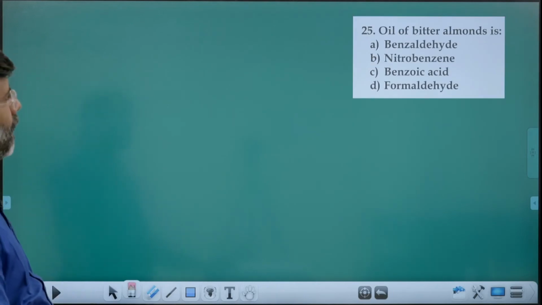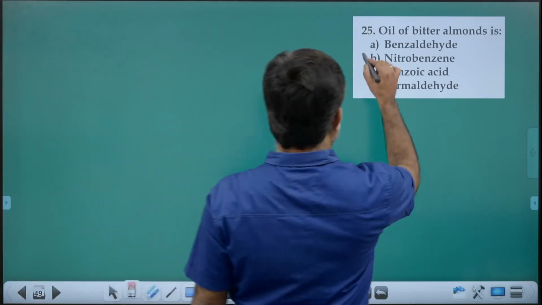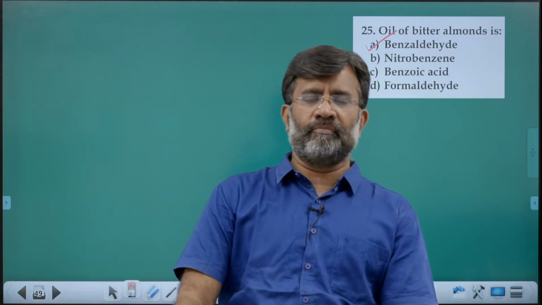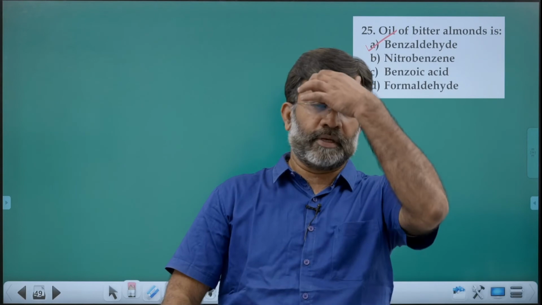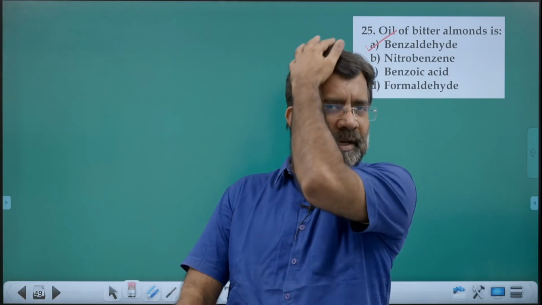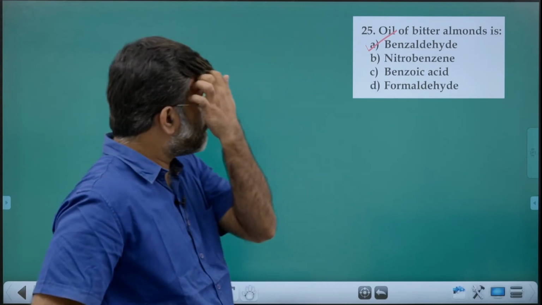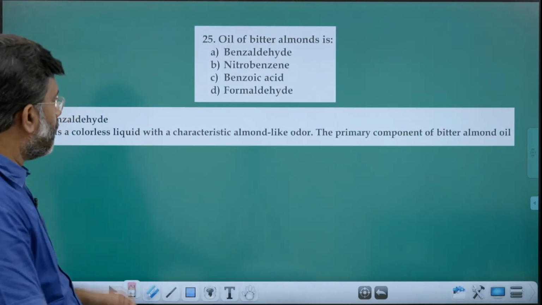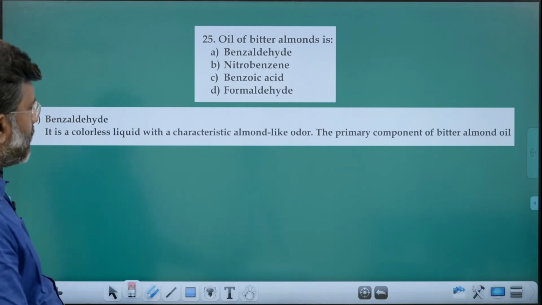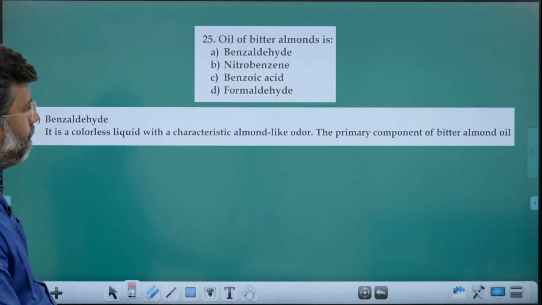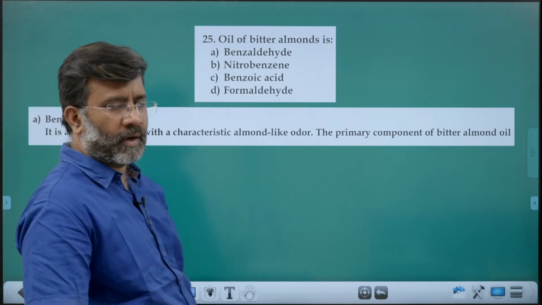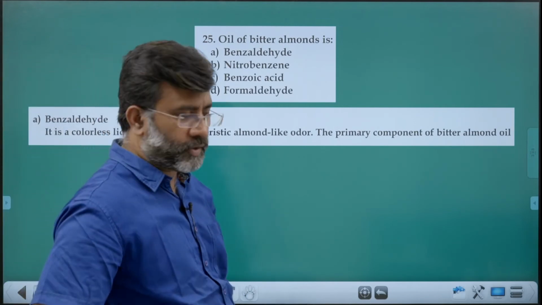Oil of bitter almonds is benzaldehyde. Benzaldehyde is called oil of bitter almonds. Nitrobenzene is called oil of mirbane, which sometimes you might have heard about. Benzaldehyde is a colorless liquid with a characteristic almond-like odor. It is the primary component of bitter almond oil. That's why it is called the oil of bitter almonds. Next.